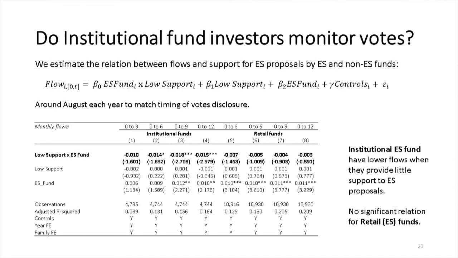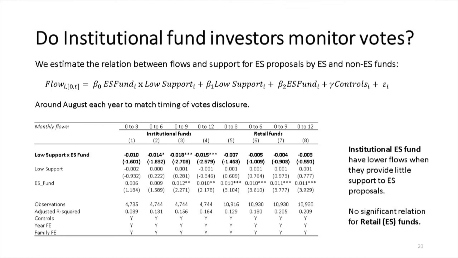Now, the next question is, do institutional investors really monitor votes? In order to test that, we are going to look at the flows following the disclosure of the votes. The votes are disclosed at the end of August. So we will look at what happens 3 months after, 6 months after, 9 months after, and see whether institutional investors really care about the support provided by the funds.